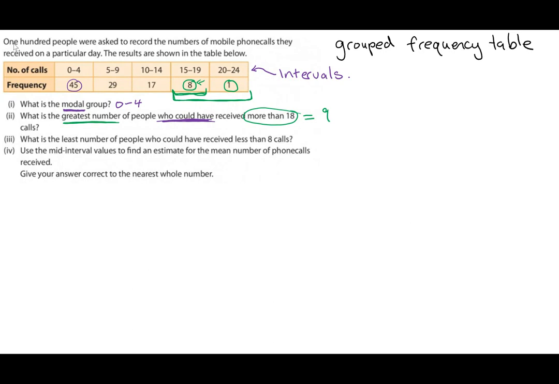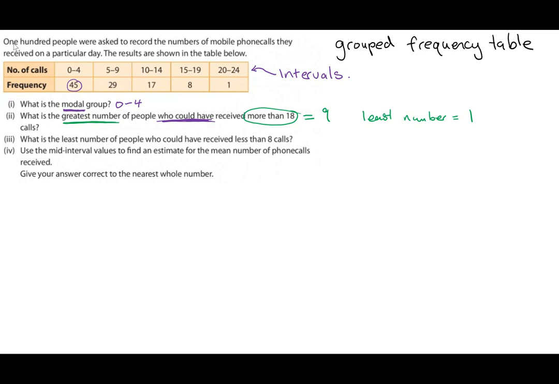If I was asked for the least number, it would be just 1, because in that case I would be assuming that all 8 of the people in this section were less than 18. That's the thing about intervals here: we don't know what the individual frequencies are, we don't know how many calls all of these 29 people actually received. We just know that there were 29 people who received between 5 and 9 phone calls.